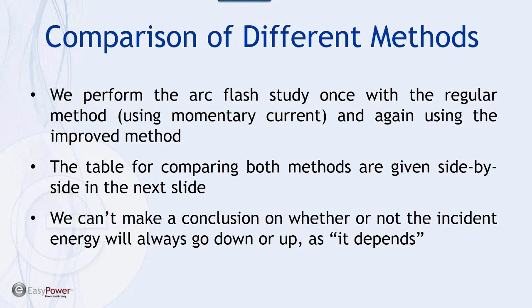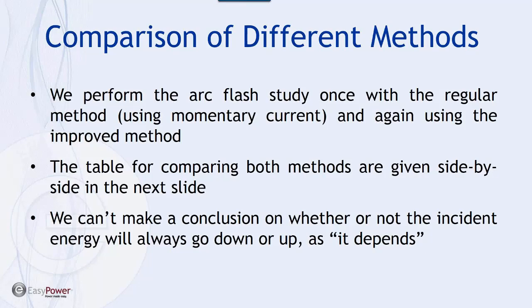However, most of the time, yes, the current goes down because of the nature of the current coming down as the time progresses. But you might see scenarios in which the incident energy goes up. Those scenarios are where you have a protective device which trips, and when that protective device trips, the current becomes significantly lower and other protective devices take much longer to trip. Even though the current has come down, the time goes up so much that it makes up for the current decrease, and eventually the calculated incident energy becomes higher.